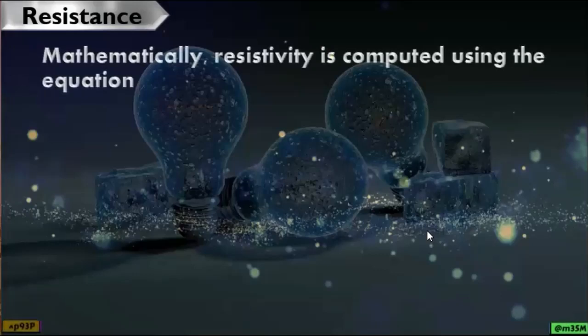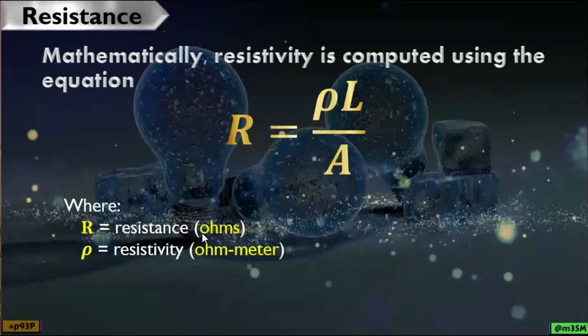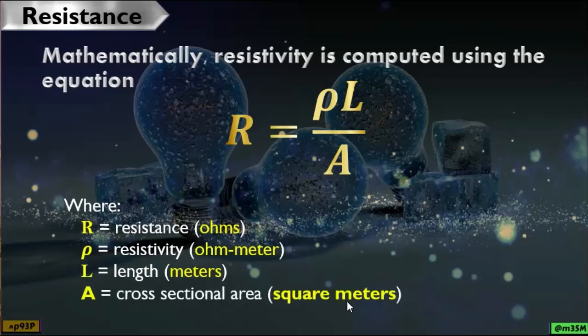Resistivity is computed using this equation. R is equal to this symbol, the resistivity, times the length over the cross-sectional area, where R stands for the resistance in ohms. This symbol stands for the resistivity in ohm meter, and L stands for the length in meters, and A stands for the cross-sectional area in square meters.